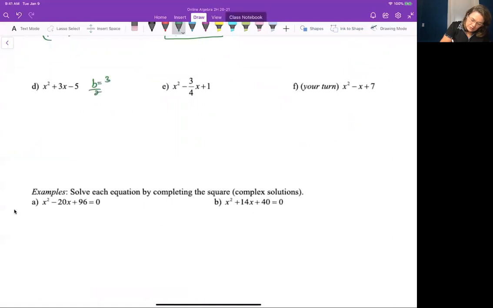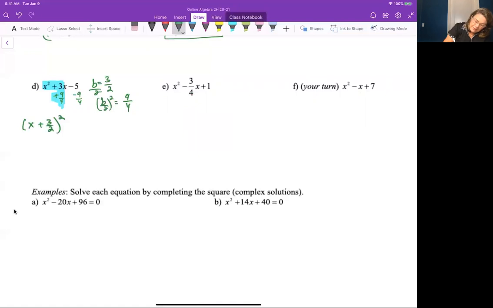So b over 2 is 3/2. B over 2 squared is equal to 9 over 4. So I have to add 9 over 4 and subtract 9 over 4. I do this because this highlighted in blue now becomes a perfect square, and I can factor that accordingly. And that would be, what's b divided by 2? It's 3/2, and that's that quantity squared.